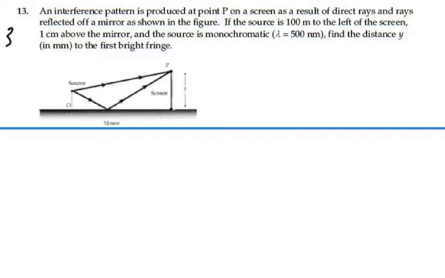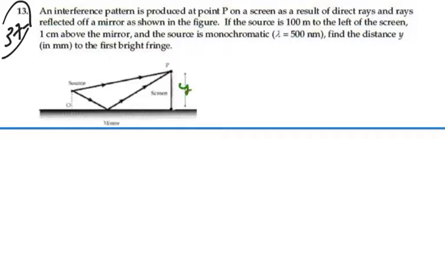Here's problem 3713. An interference pattern is produced at point P on a screen as a result of direct rays and rays reflected off a mirror as shown in the figure. If the source is 100 meters to the left of the screen, 1 centimeter above the mirror, and the source is monochromatic, wavelength 500 nanometers, find the distance y in millimeters to the first bright fringe.